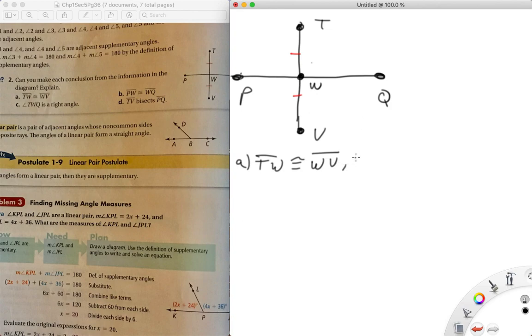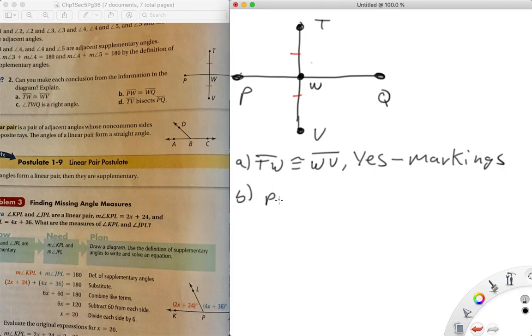Can I say this? Yes. And I can say this because of the markings. I'm told with the markings. So yes, because of the markings. They both have one tick, which means that they're congruent to each other. So I can conclude that. I can say that they're congruent.